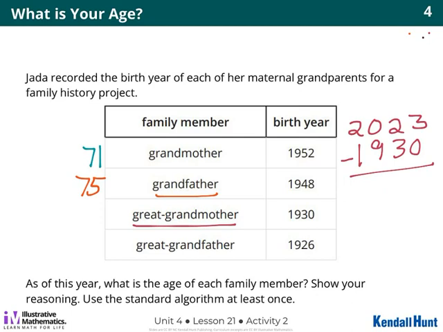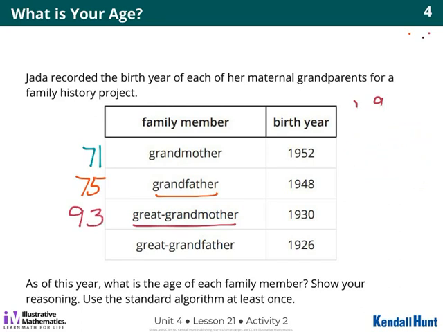Okay, 3 minus 0 is 3. 2 can't take away 3, so we've got our borrowing going on, right? 12 minus 3 is 9. 9 minus 9 would have been 0. 1 minus 1 would be 0. Great-grandmother, 93. All right. Looks like we got one more.